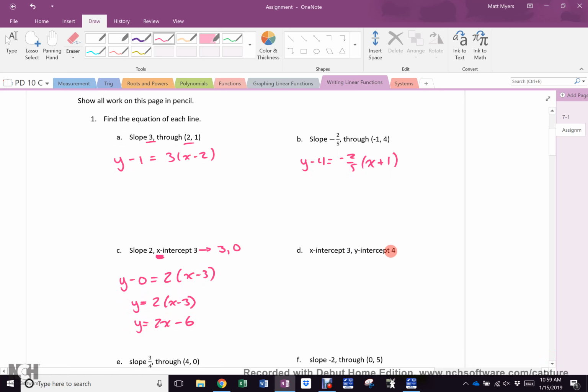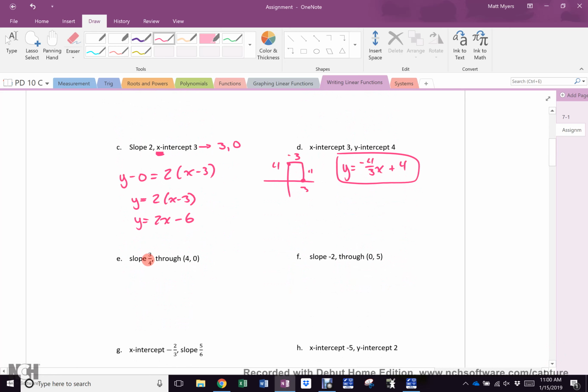X-intercept 3, y-intercept 4. That means my slope is negative 4/3. So y equals negative 4/3 x, and the y-intercept is positive 4. Slope point, y minus 0 equals 3/4 (x minus 4). Again, y equals 3/4 (x minus 4).